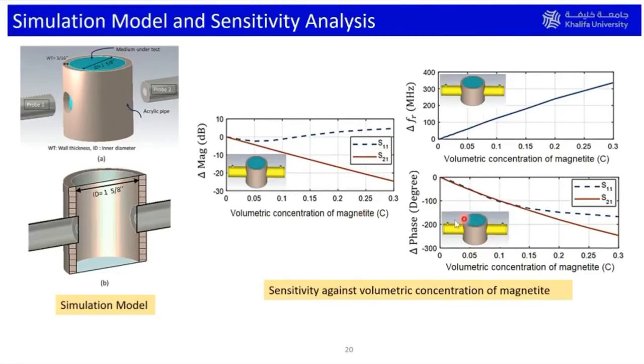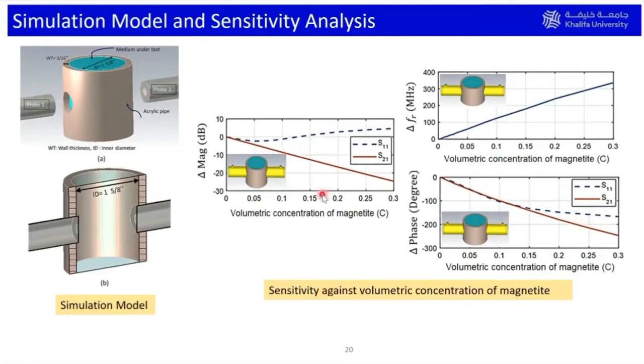Similarly, in the case of phase, we have found that the phase of S11 and the phase of S21 almost respond to this distance, like 0.15% of magnetite in a mixture of air and magnetite. So they show a similar kind of behavior. Then at a later stage, S21 becomes slightly more sensitive to the variations.